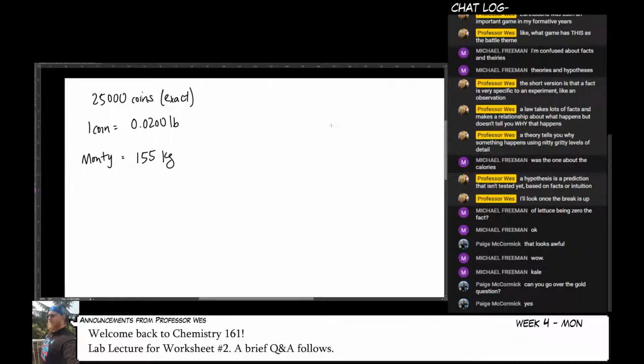All right, I can see the chat again. So to do this, I want to figure out how many Monties there are in this pile of coins. So what I would do is first figure out how much the coins weigh. So one coin is 0.02 pounds.